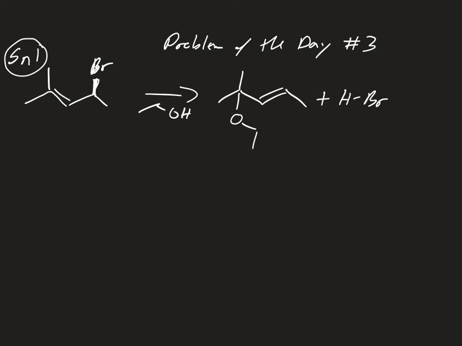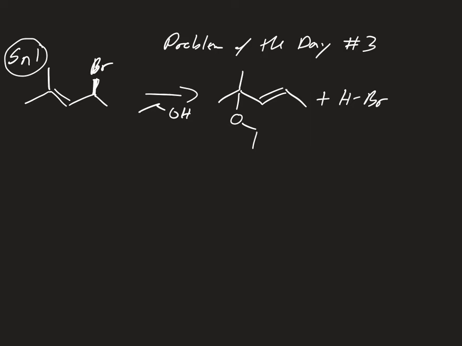Problem of the day 3. So I told you this was an SN1 reaction. If you hear an SN1 reaction, what do you immediately think of? More than one step. First step is a leaving group leaves, which means you go through a carbocation, which means you are prone to rearrangements.